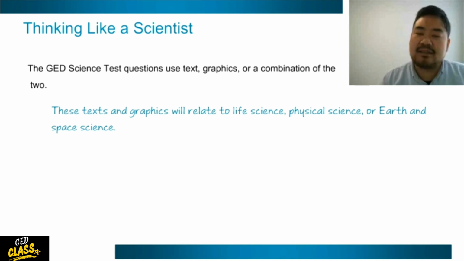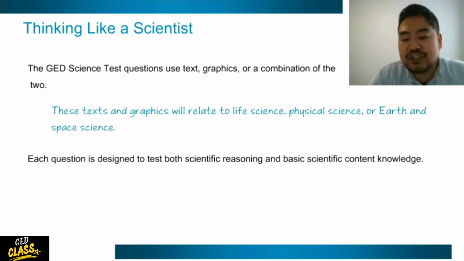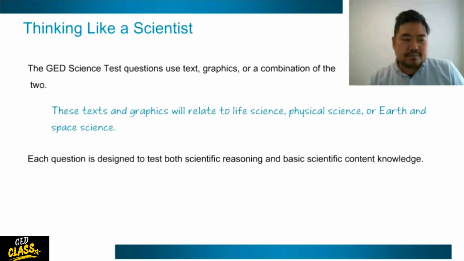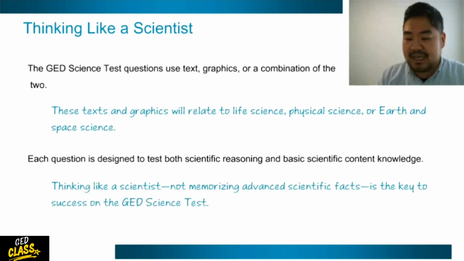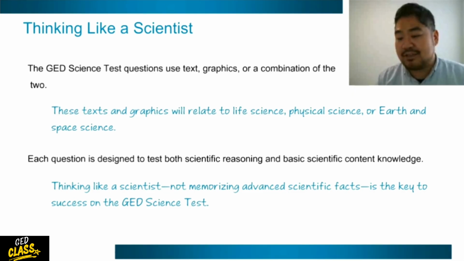But again, it's not about the specific content knowledge. The questions are designed to test more on scientific reasoning. Yes, there'll be some basic scientific content knowledge that you'll need, but it's not the most complex scientific knowledge. In fact, at the high school level, there's tons of scientific knowledge that a lot of people know at the high school level. But honestly, the GED Science test is more about the reasoning behind the information. In fact, our main point is this: thinking like a scientist rather than trying to memorize all these advanced scientific facts. Thinking like a scientist is the key to success on the GED Science test.